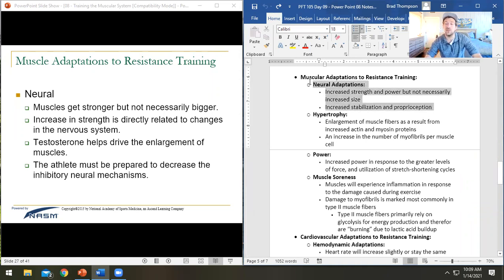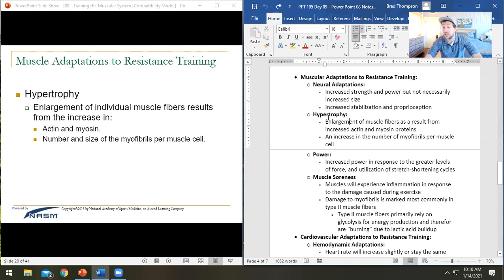That's why we love strength training. Strength training gives you strength and power, but also stabilization. It can also result in enlargement of muscle growth.